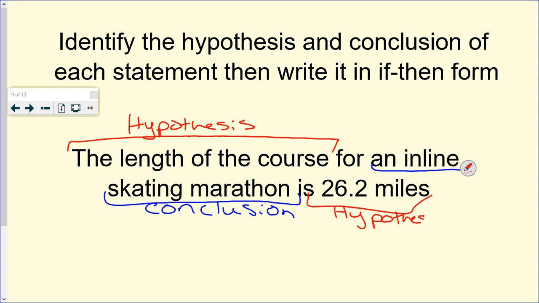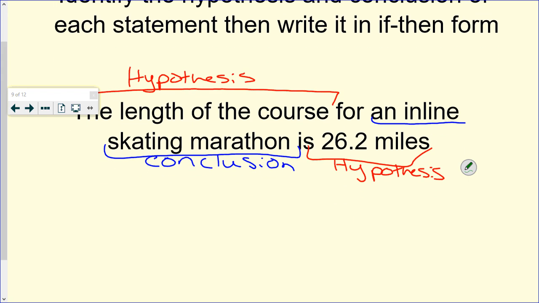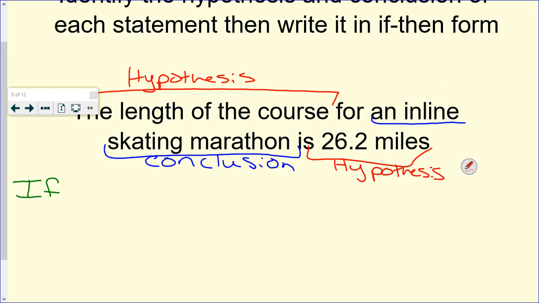So now we figured out which part is our hypothesis and which part is our conclusion. We're going to put it in the conditional statement. What are those two keywords we put in? If and then. So if, what has to happen first? What was our hypothesis? If what? If the length of the course is 26.2 miles.